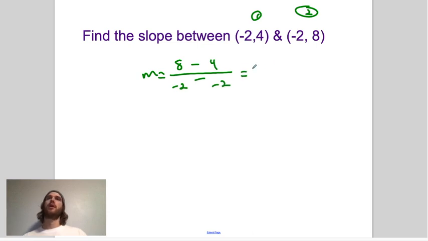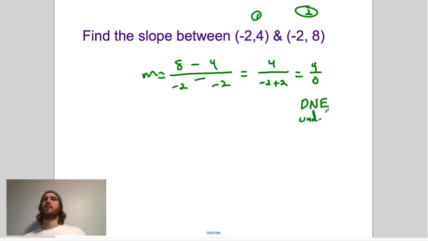So what you have here is 8 minus 4 is 4, and on the bottom you have negative 2 plus 2, which will be 4 over 0. Now there's this mathematical law that says we can't divide anything by 0. It doesn't make any sense. So the answer here when you are dividing by 0 is, that's where we get our DNE, does not exist, or the slope is undefined. Again, your MyOpenMath answer is does not exist.